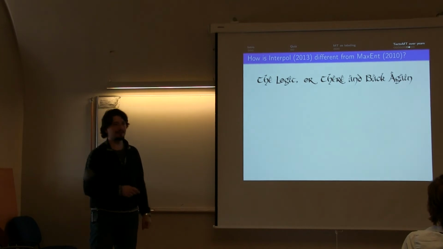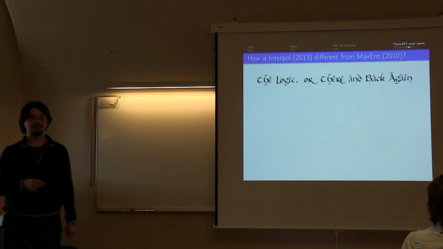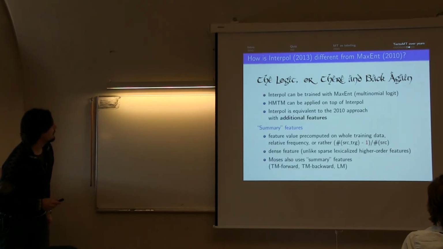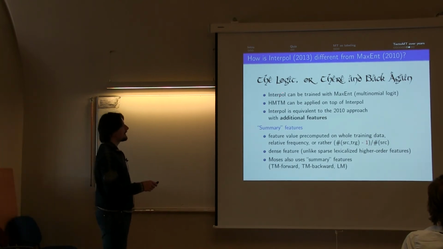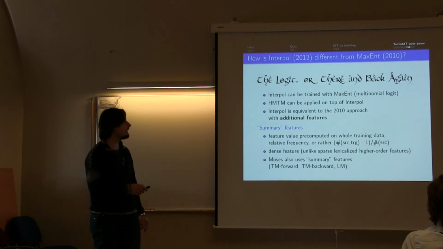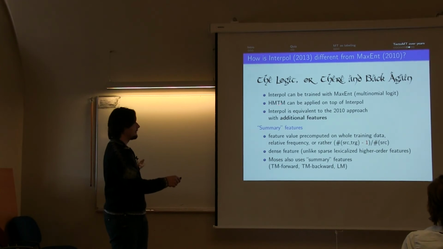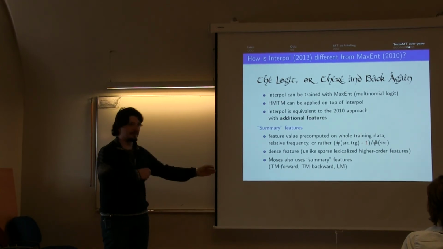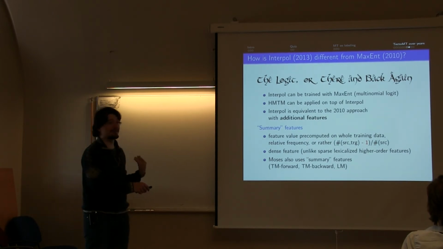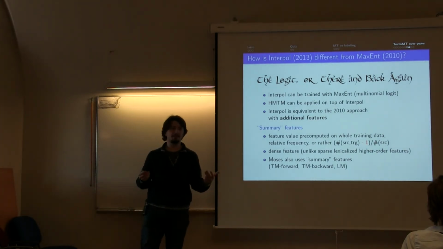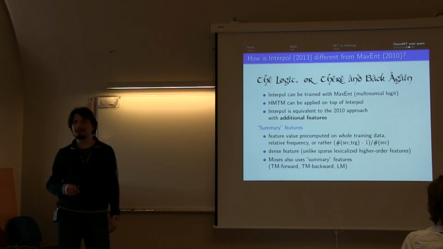Logit stands for logistic regression, or multinomial logit is the synonym for Maxent. So the Interpol model approach can be trained using a maximum entropy classifier or some other multi-class classifier, it doesn't matter. Still, I can use the tree language model and the HMTM. This is the same for Maxent and for Interpol. And actually, the Interpol is equivalent, just there are additional features. But as you know, in machine learning, the features are what usually matters, not the decoding algorithm and so on.